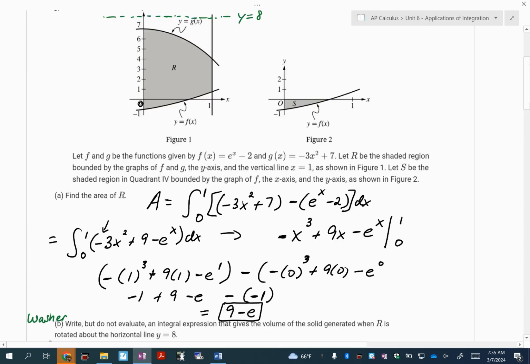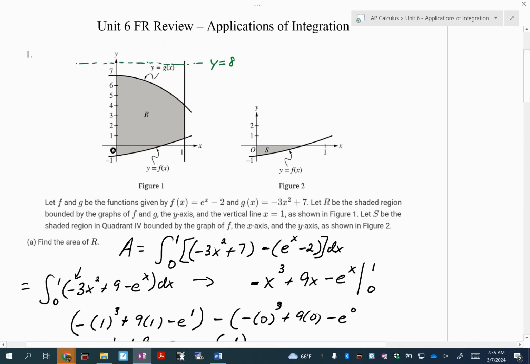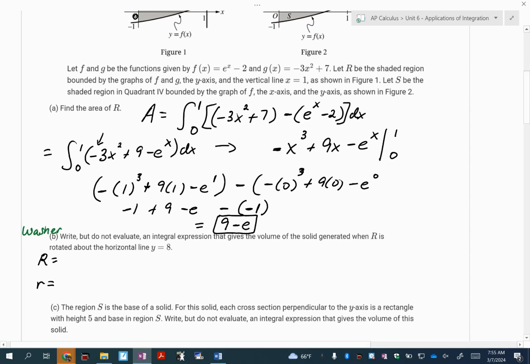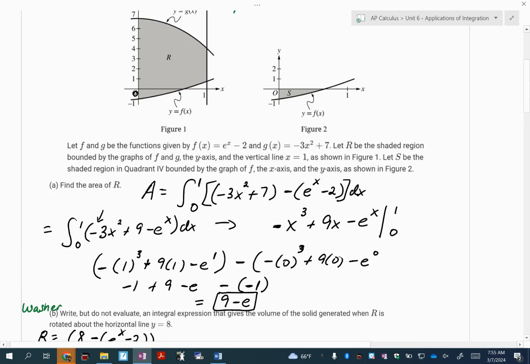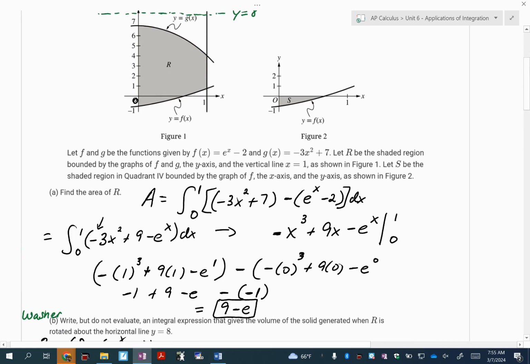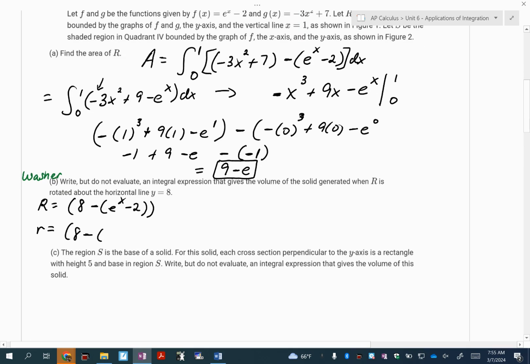All right, so the capital R, remember from your practice in Delta Math, is the distance from your axis to the farther function. So when I look at my functions here, the farther away function from y equals 8 is actually the f of x function. So my capital R is going to be 8 minus the f of x function, which is e to the power of x, minus 2. My lowercase r is going to be 8 minus the closer function, which is g of x, which is negative 3x squared plus 7.